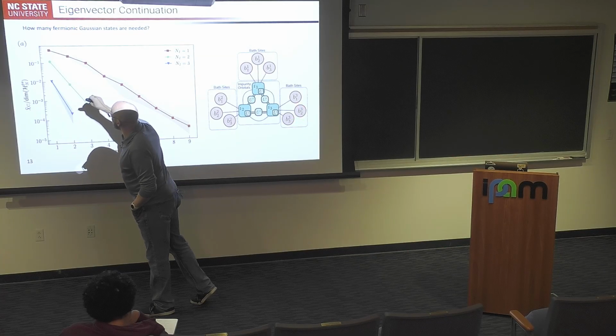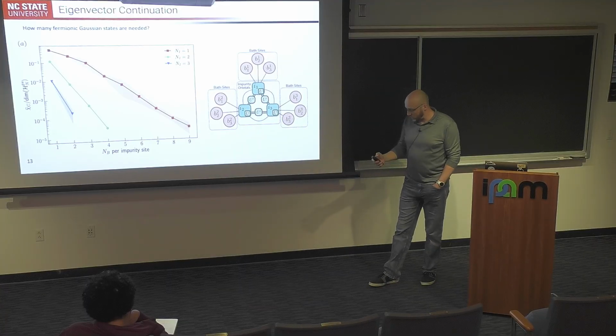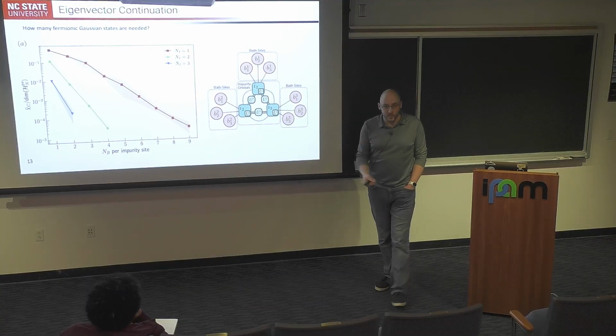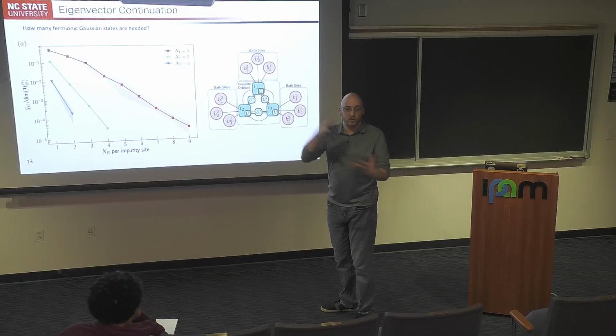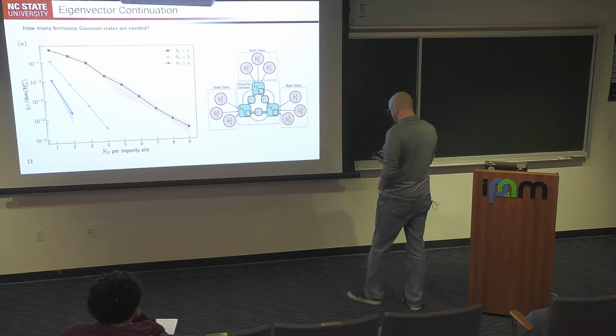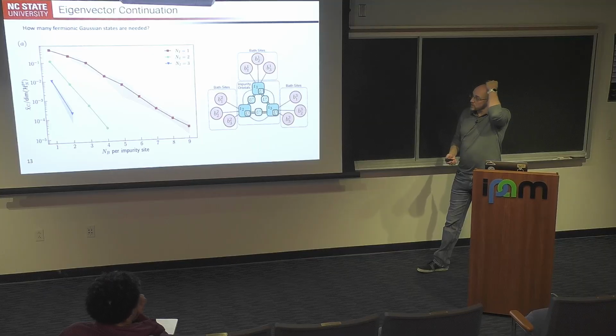The fraction you need is much smaller than the full particle-selected Hilbert space. So it's an efficient representation. Eventually it has to fail, because eventually I reach the point where I have a full interacting lattice. But for up to 3, 4, 5 impurity sites that we've tried, this works pretty well.